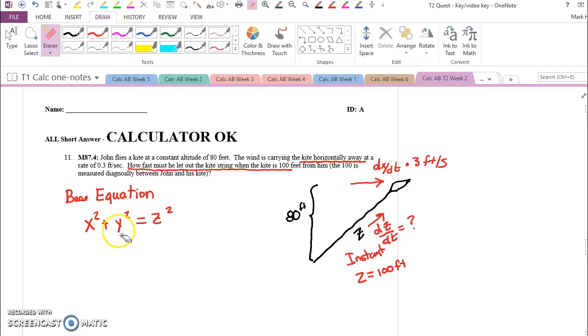And I'm going to right away change y from y to 800, because that's always 800. We're told that it's a constant altitude of 800 feet. This is your base equation.